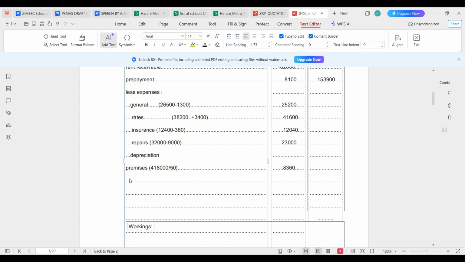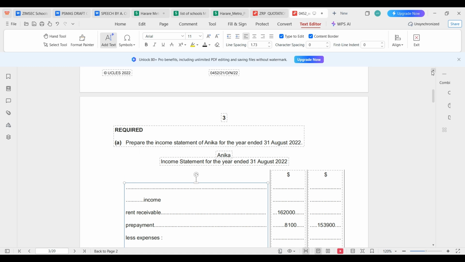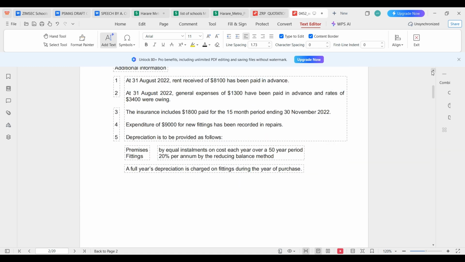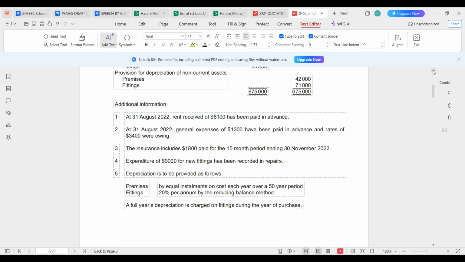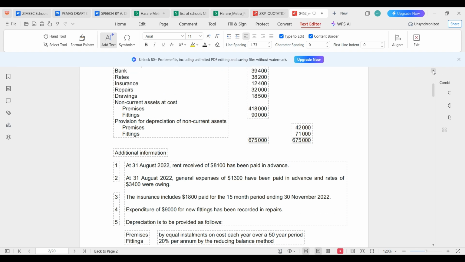And then we have fittings. Look at this one now. This is one thing that you may find, if you don't become careful, you get it wrong. Remember the 9,000 that we took from the repairs? If you look at adjustment number 4, which says expenditure of 9,000 for new fittings has been recorded in repairs, it means we have removed it from the repairs and it's supposed to go to the fittings. Our fittings are 90,000, so 90,000 plus the 9,000 gives a total of 99,000, and the provision for depreciation is 71,000.